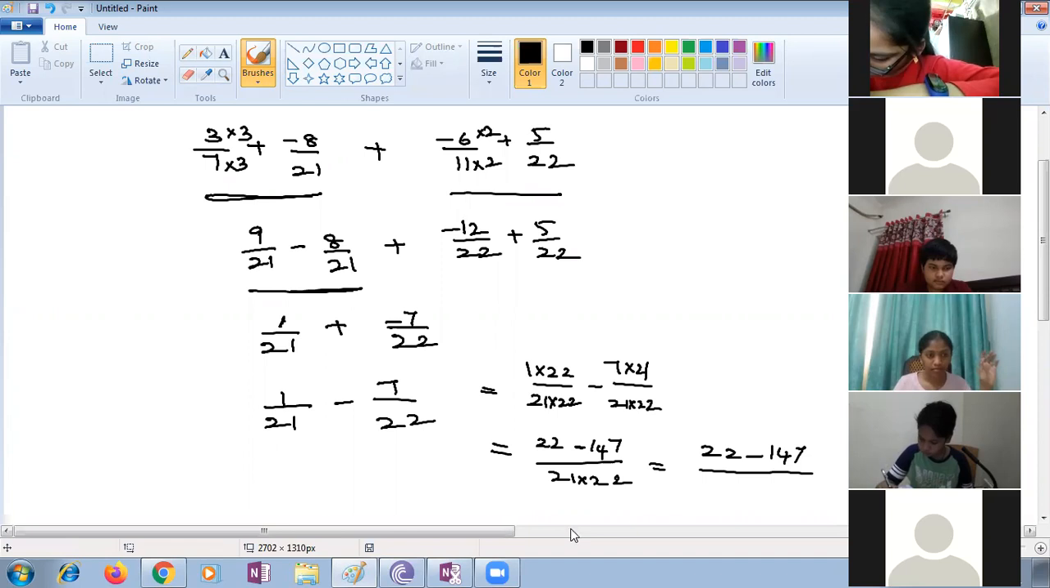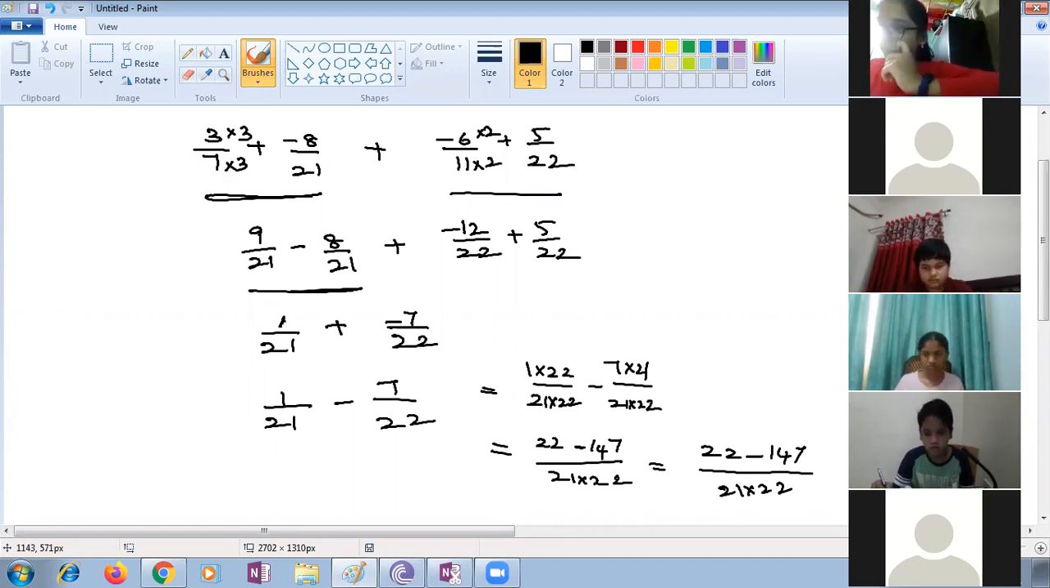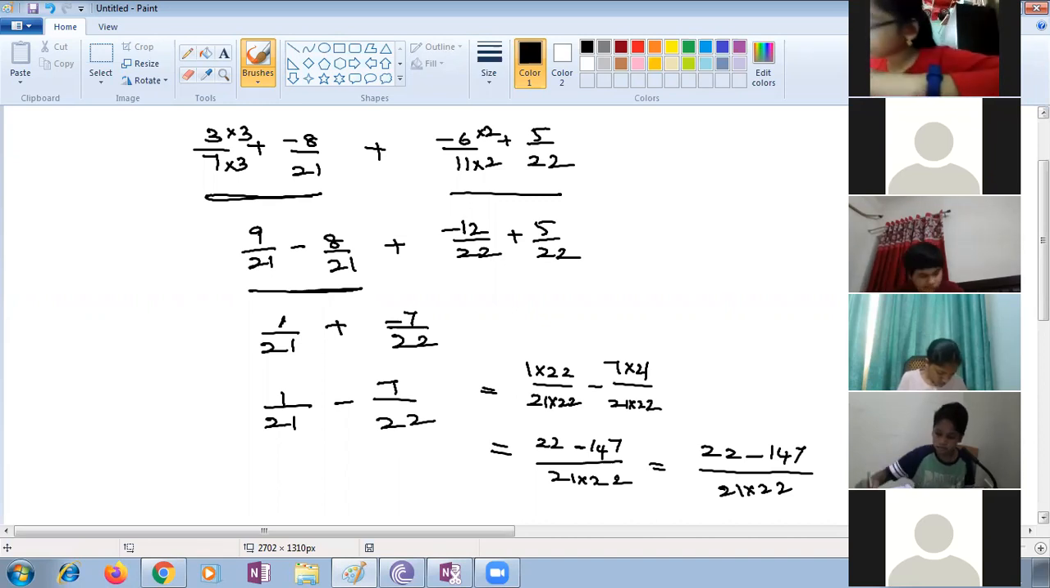What is the value of 21 into 22? Ma'am, 462. Very good, 462. What is the numerator? Already Harshita said it is minus 125. So the answer is minus 125 by 462. This is the way you can simplify.